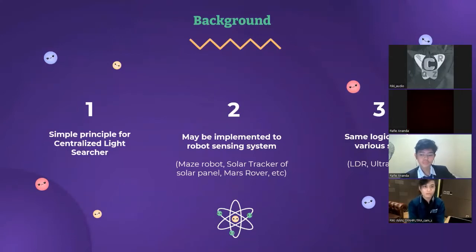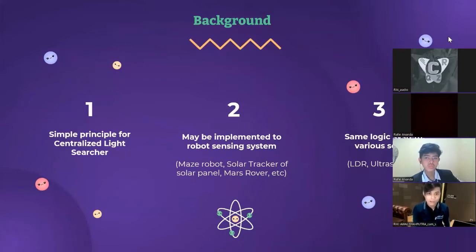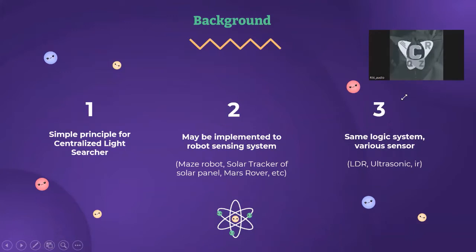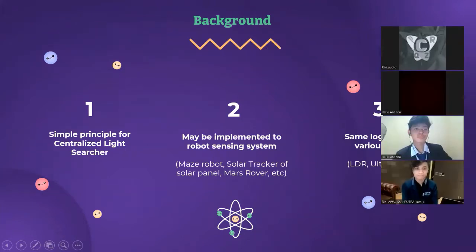So in the background, why did we choose it? First, it is a simple principle with a centralized structure. Second, it can be implemented in robot sensing systems, such as a solar tracker for solar panels, a Mars rover, and so on. And third, it is the same logic system with various sensors, such as LDR, ultrasonic, and IR or infrared. Please, next.